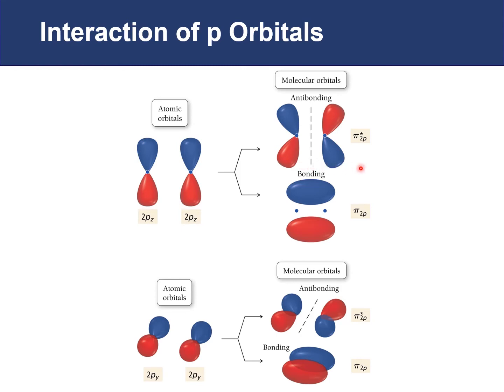Note that the symbols for our pi bonds, or the overlapping of two sets of p orbitals, would be pi for our bonding and pi star for our antibonding. For the py orbitals, they look the exact same as the pz. The only difference is that instead of lying along the z-axis, they are lying along the y-axis.